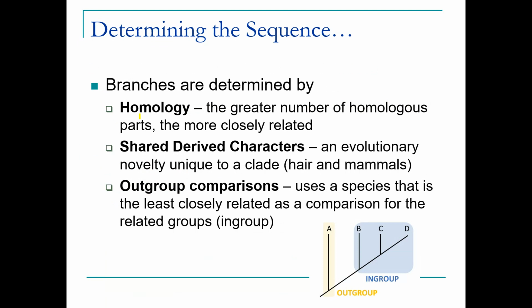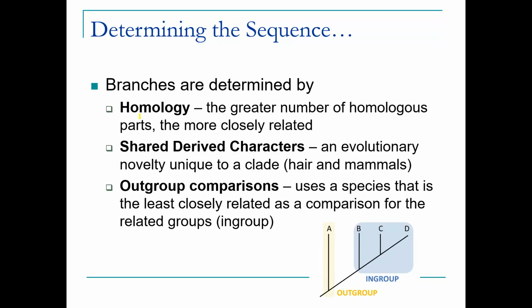Now, how do they determine the sequence? How do they determine what comes first, what comes next? Well, like I told you earlier, it's really complicated, and this is one of the reasons why these phylogenetic trees are going to be hypothetical, because there's a lot of different things that you can look at to determine relatedness.